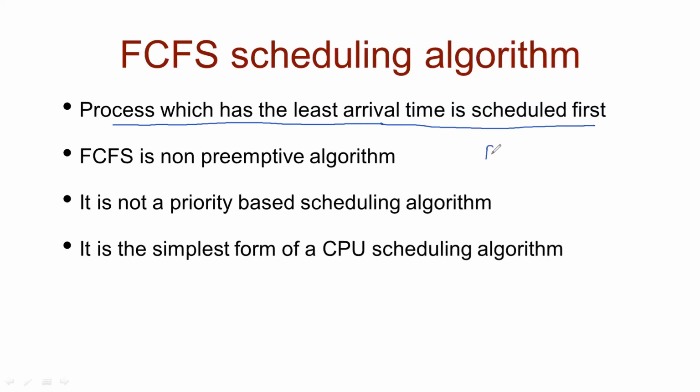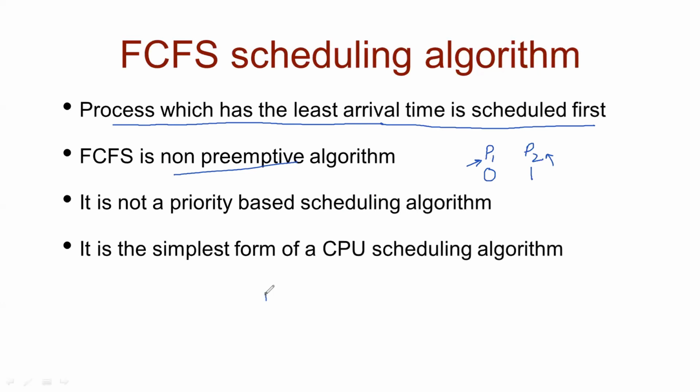Means if there are two processes P1 and P2, P1 arrives at time 0 and P2 arrives at time 1, then P1 will be allocated the CPU first, and it will keep the CPU until P1 terminates, completes its execution, or leaves the CPU for input output. After that, P2 will be scheduled. It is a non-preemptive scheduling algorithm.